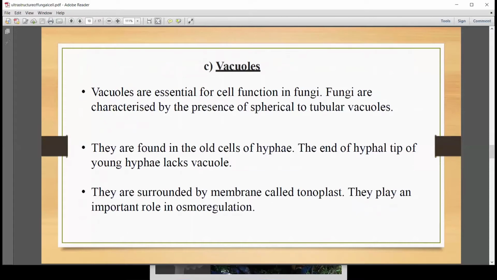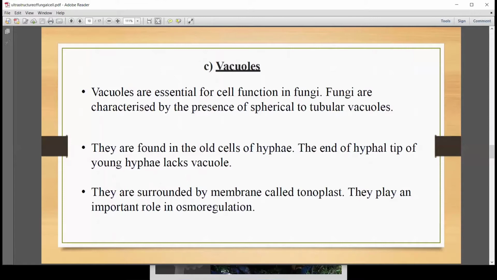Vacuoles. Vacuoles are essential for cell function in fungi. Fungi are characterized by the presence of spherical or tubular vacuoles. It is the type of shape, spherical and tubular vacuole. They are found in old cells of hypha. At the end of the hyphal tip of young hypha, lakes of vacuoles. You can always find vacuoles in the older part. You cannot find vacuoles in younger parts. They are surrounded by a membrane called tonoplast.